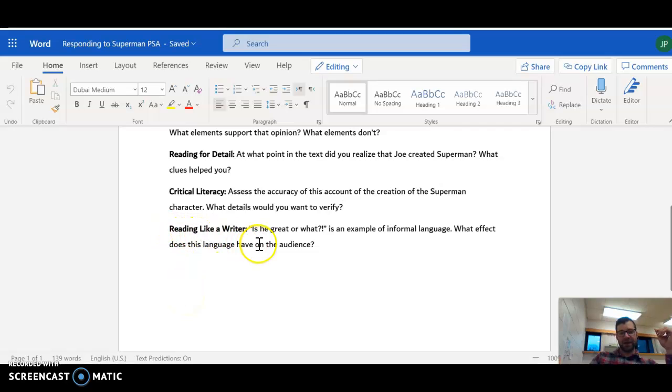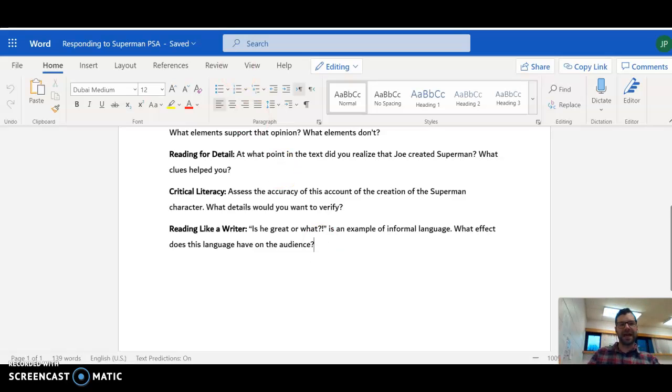And reading like a writer. "Is he great or what?" is an example of informal language. What effect does this language have on the audience? So I can tell you one thing. The use of informal language in any advertisement appeals to people in a way that using formal language would not. People think that when you're using formal language and big words, you're talking down to them. So using informal language, you can reach more people.